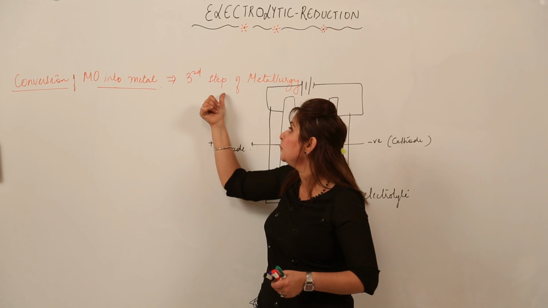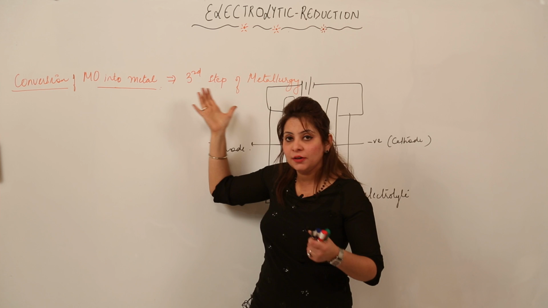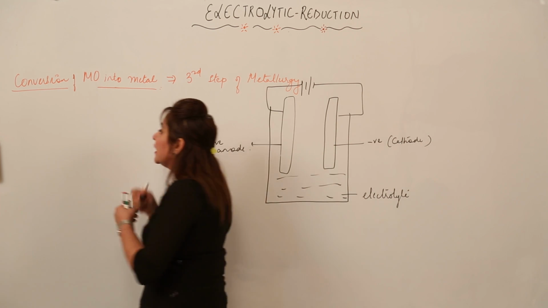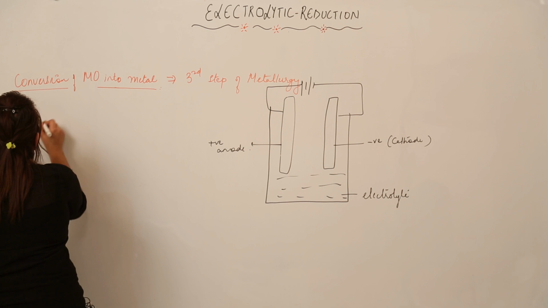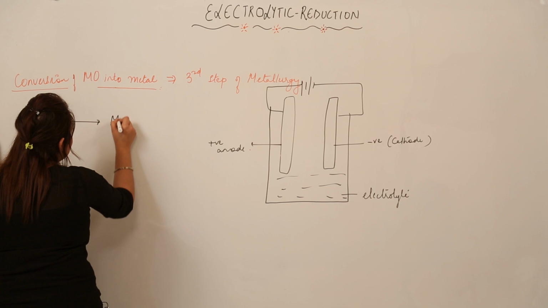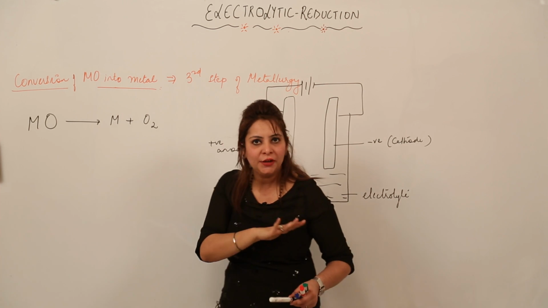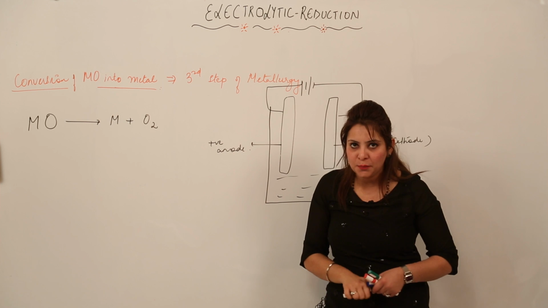It is actually the third step of metallurgy which involves the conversion of metal oxide into metal. That means at the end of the reaction, this metal oxide will be reduced to the metal and oxygen. The metal will get separated and the oxygen will get separated.